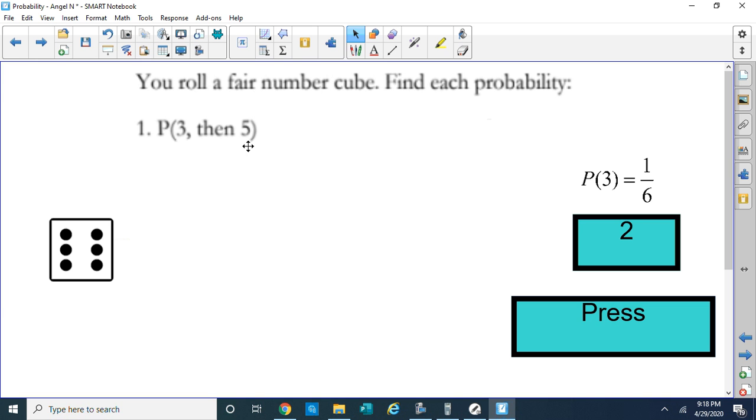Well, now I want a 5. So let me roll one more time, see if I can get a 5. There, I got lucky. I got a 5 this time. So there's only one 5 out of all 6 numbers, though. So the probability of getting a 5 would be 1/6 as well.